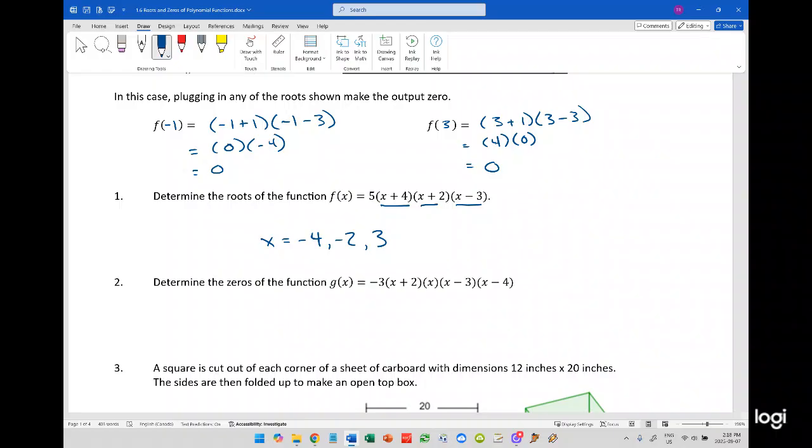Determine the zeros of g(x). Well, that would be x equals -2, 0, 3, and 4. Simple enough.